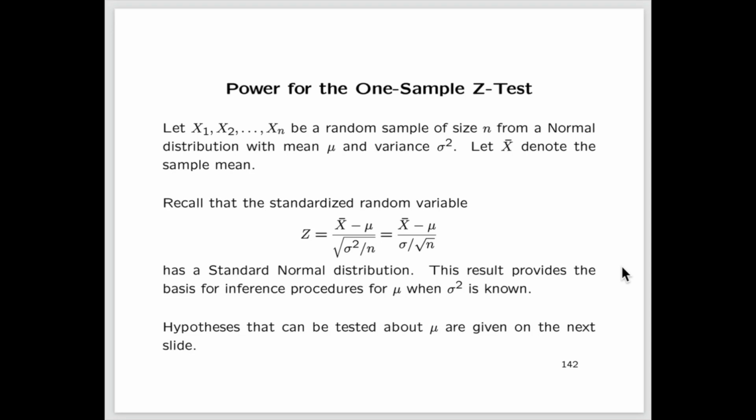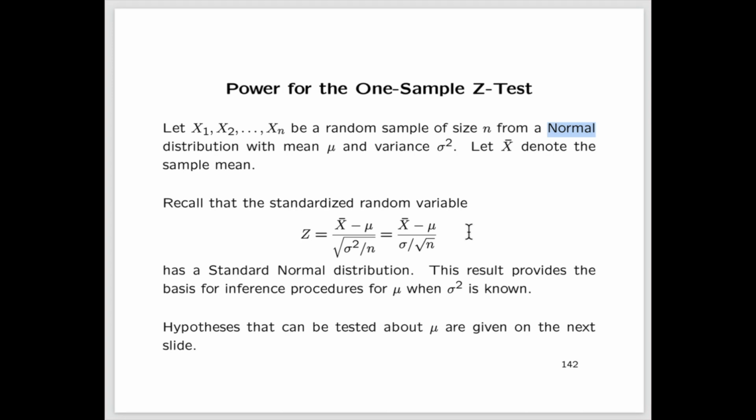Now recall that the standardized version of x bar, x bar minus mu over the standard error of x bar, which is sigma over the square root of the sample size, and remember, sigma is the standard deviation of the population. This standardized version of x bar, which we're denoting by z here, has a standard normal distribution. As long as the population we're sampling from is normal, then the standardized version of x bar will be exactly normally distributed as well.